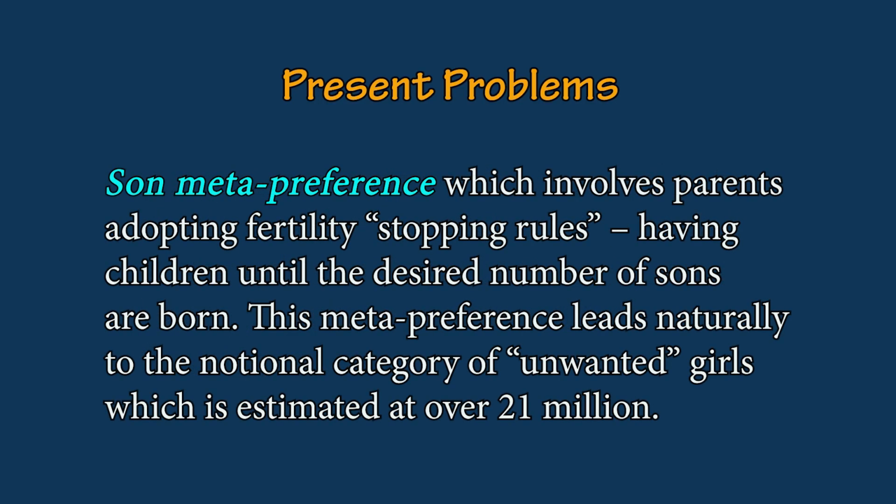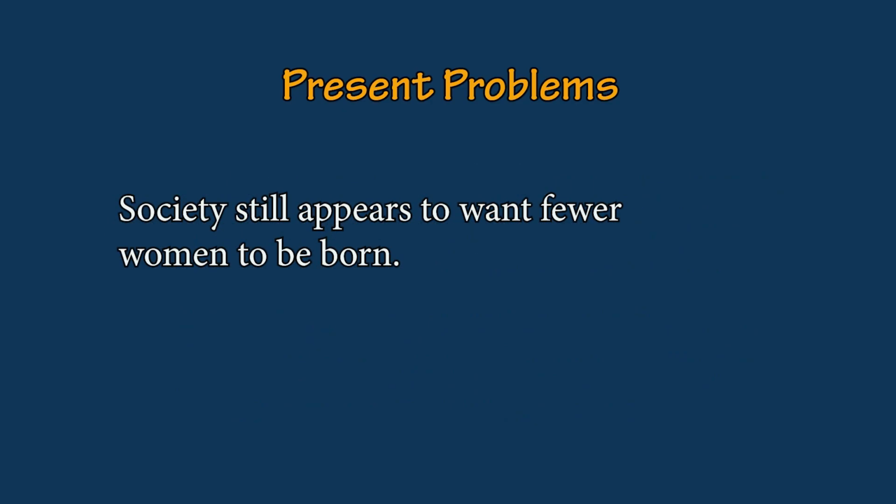Son meta preference involves parents adopting fertility stopping rules, which means having children until the desired number of sons are born. This meta preference leads naturally to the notional category of unwanted girls, which is estimated at over 21 million. It implies that society still appears to want fewer women to be born. So that's a serious problem.